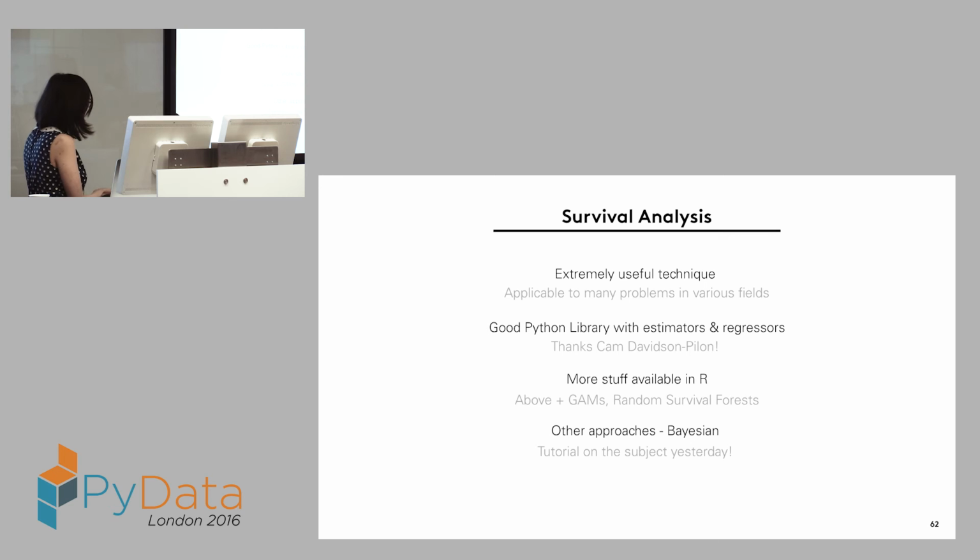On survival analysis, this is an extremely useful technique. It's applicable to many problems in various fields. There's a very good Python library with estimators and regressors, thanks to Cam Davidson-Pilon. More stuff available in R, so GAMs, random survival forest. And there's other approaches, Bayesian, and there was a tutorial on the subject yesterday that I hope you didn't miss.